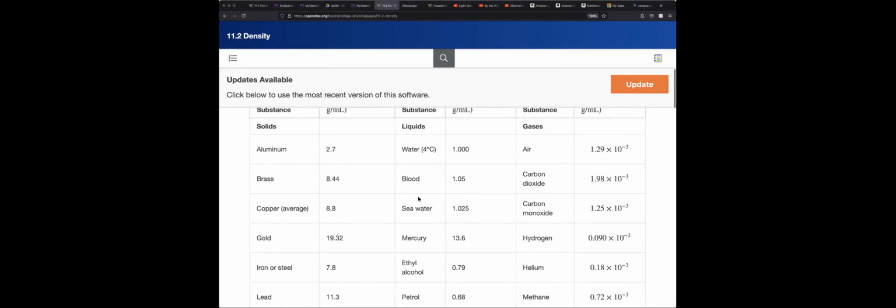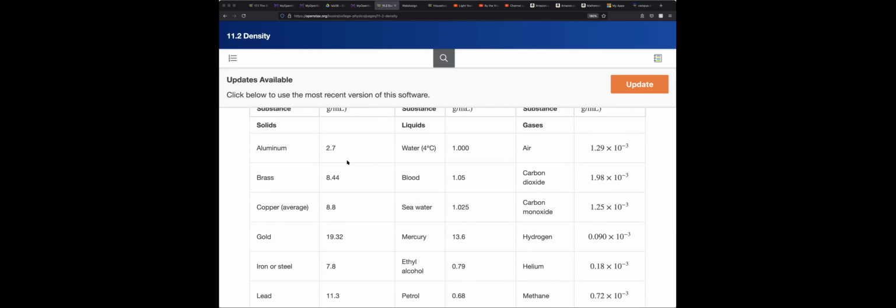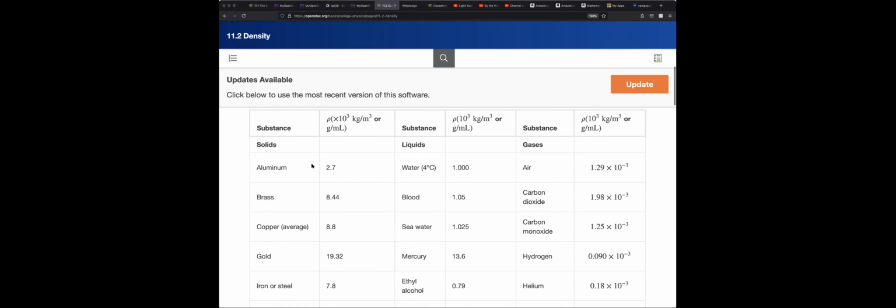And here are some densities of some different things. You have aluminum that has a density of 2.7 grams per milliliter. Water, 1 gram per milliliter. So aluminum is more dense than water. Air is 1 times 10 to the minus 3, or 1 milligram per milliliter. You can also use these for kilograms, thousands of kilograms per meter cubed as well.